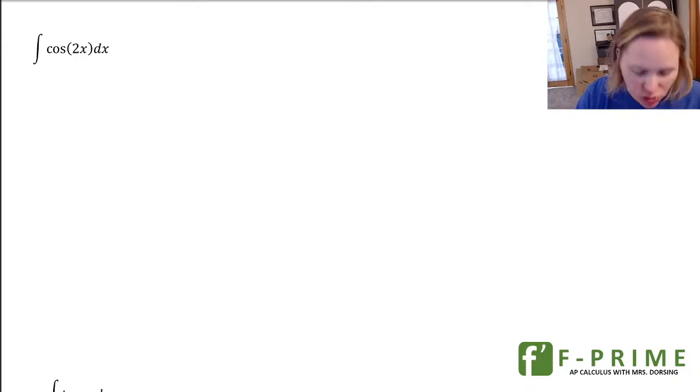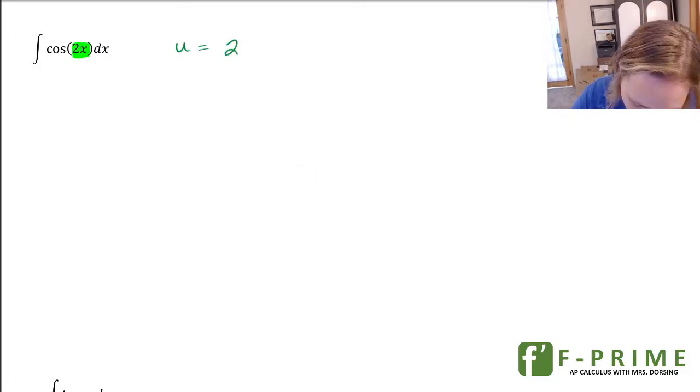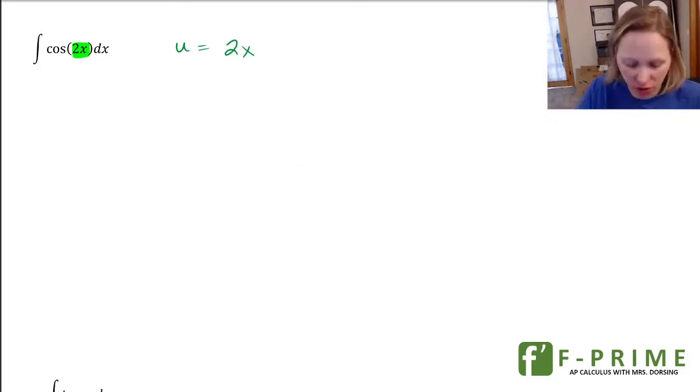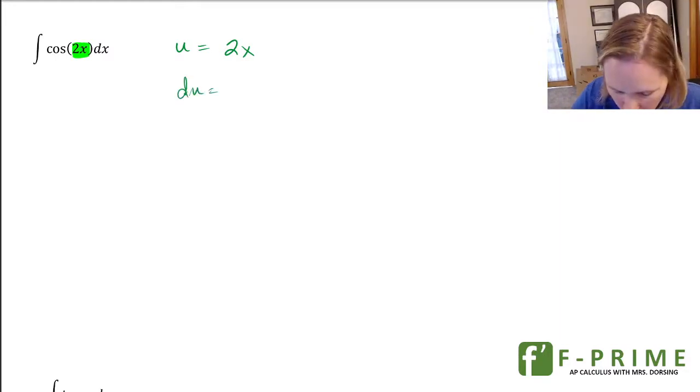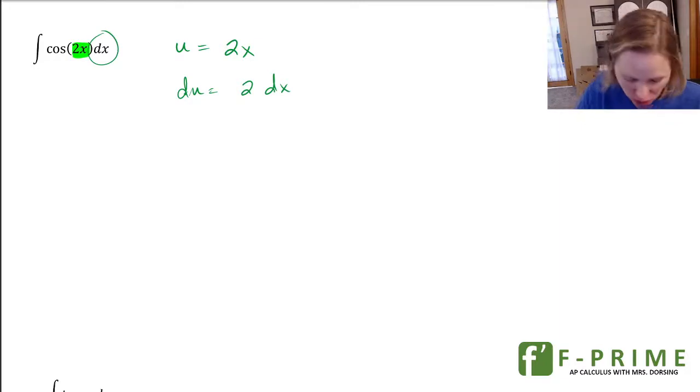And again, when I'm trying to figure out what u should be, now I do know the antiderivative of cosine is sine, but because I have the function inside of the function, I have to take that into account. So I'm going to let u be 2x. It's the stuff inside the cosine function. So du is going to be 2 dx. And dx is the only thing left after I do my u substitution.